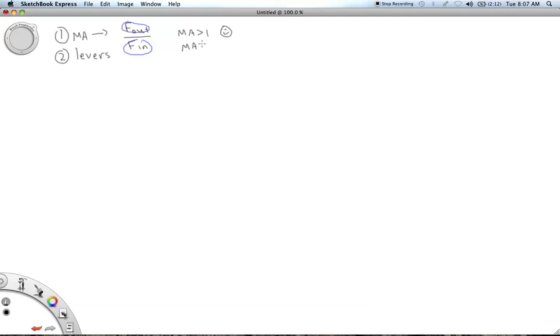And if you also remember, if the mechanical advantage is less than 1, what that means is I get out less than what I put in. And in a lot of circumstances, I'm not as happy with that situation. All right? But let's go on to levers.